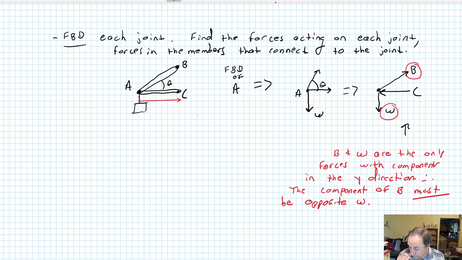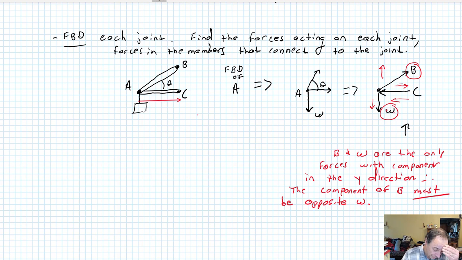Okay, so that means that B has to be pointing upward like this, and if it's pointing upward to counter the W, that means its x component has to be pointing to the right, right? So it's going to have an upward component to balance the downward W. That means its x component has to be balanced by C going to the left. So that's the kind of thought and analysis that's going to have to go into this. And that whole two force member thing helps us a huge amount here.